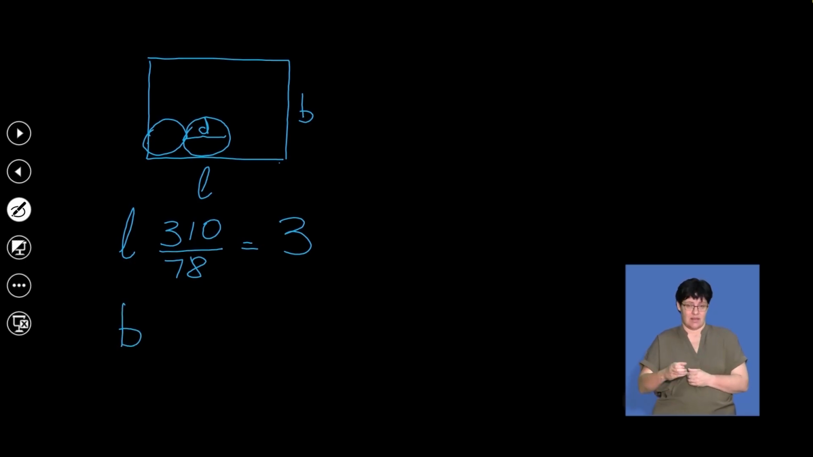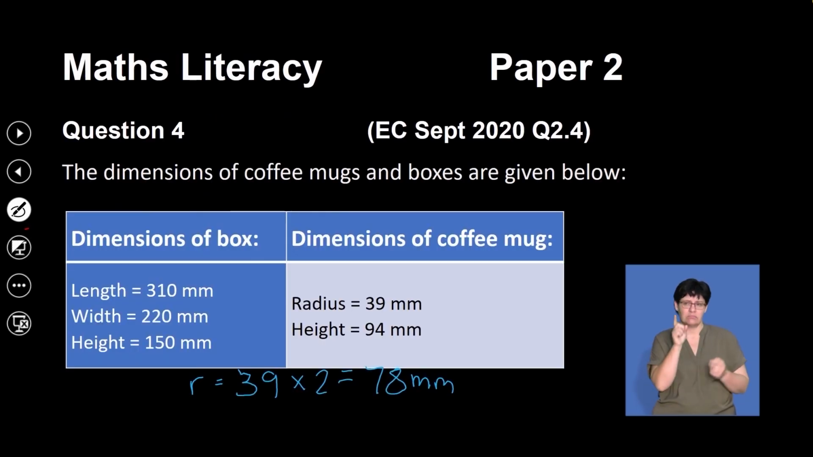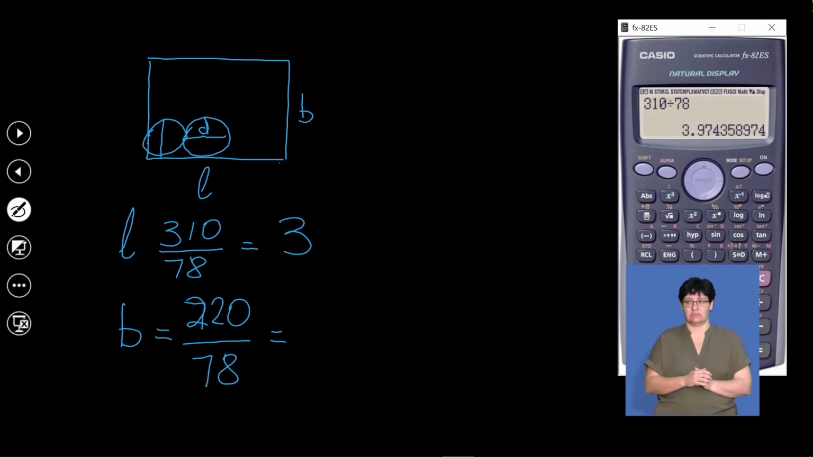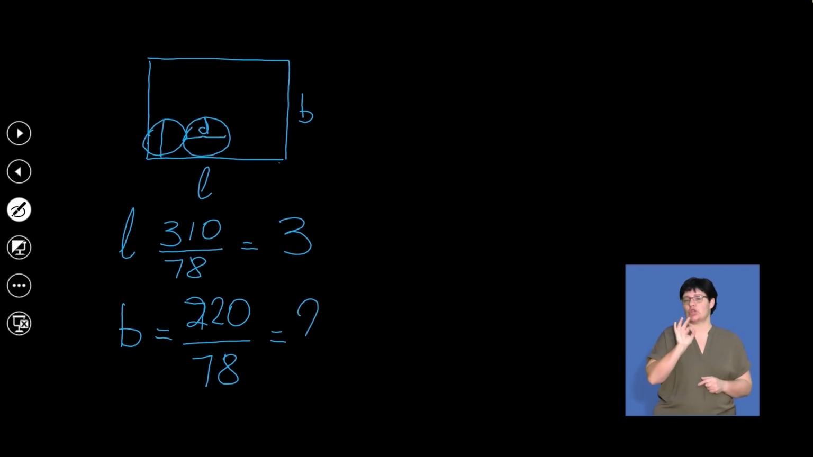Then I'm going to do my breadth. And remember, it's the same. It's going to be my diameter across. So my breadth, let's just check what that was. The width was 220, divided by 78. So it was 220 divided by 78, and I get an answer of 2.8. And again, I cannot round up, so it becomes 2. So now that's what I've got on the base.